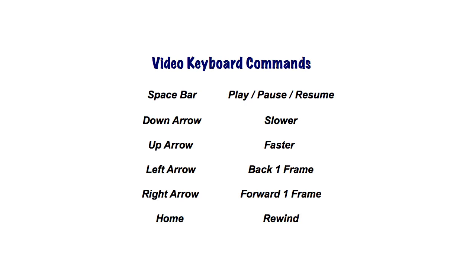So when we do video playback, we're going to use the keyboard to get the video to play. And we'll use the space bar to play, pause, or resume. The down arrow makes the video go slower. The up arrow makes it go faster. The left arrow takes us back a frame. The right arrow takes us forward a frame. And the home key will rewind the video.